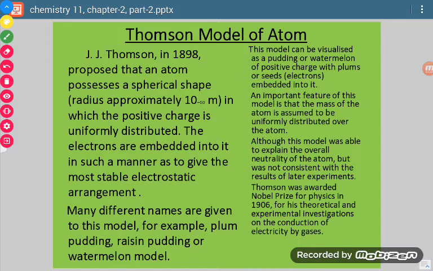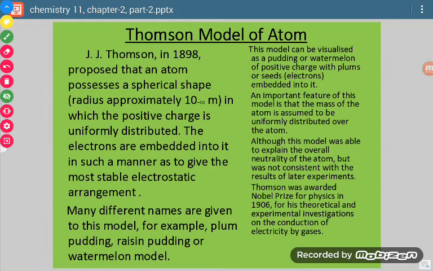J.J. Thomson proposed that an atom possesses a spherical shape. Radius is approximately 10 raised to power minus 10. Okay, this is 10 raised to the power minus 10 nanometer. No, meter. 1 angstrom is 10 raised to power minus 10 meter. So radius is approximately 10 raised to power minus 10 meter, in which the positive charge is uniformly distributed.